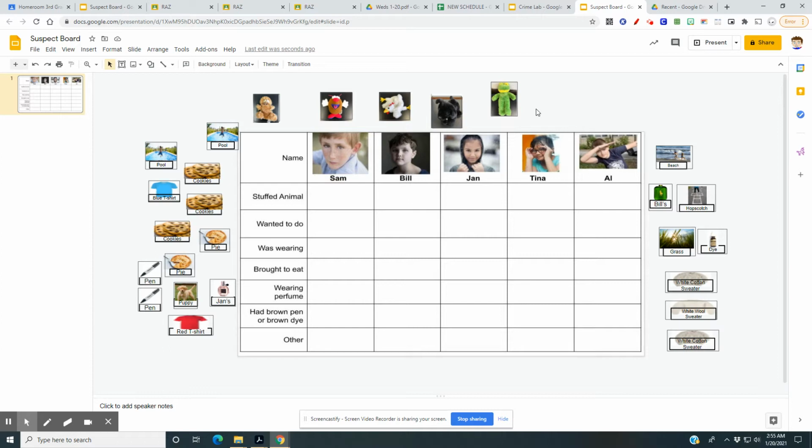Sam wanted to play hopscotch. Bill wanted to take the stuffed animals to go swimming in the salt water at the ocean. Jan wanted to play in the grass. Tina and Elle both wanted to swim in a swimming pool because they don't like salt water.